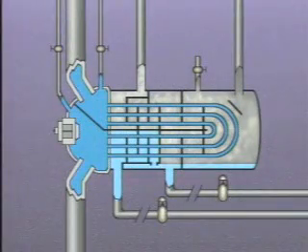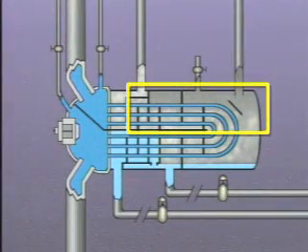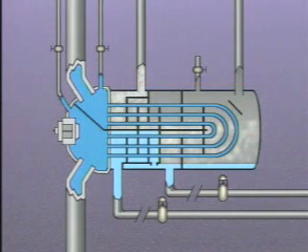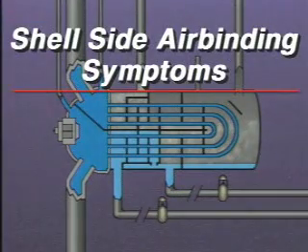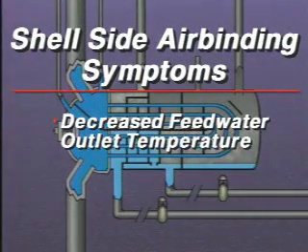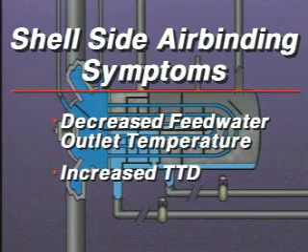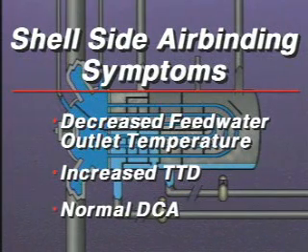Air binding also occurs if air and gases collect on the shell side of the heater. The increasing volume of air blankets the tubes and prevents steam from contacting them. This, in turn, reduces the amount of heat transferred by the heater. As a result, the feedwater outlet temperature decreases. The TTD, however, increases because the extraction steam temperature remains the same, even though the feedwater outlet temperature has gone down. The efficiency of the drain cooler isn't affected, so the DCA remains normal.